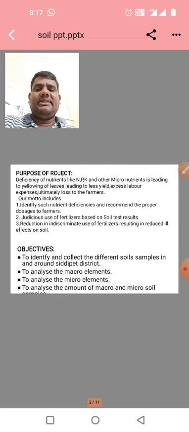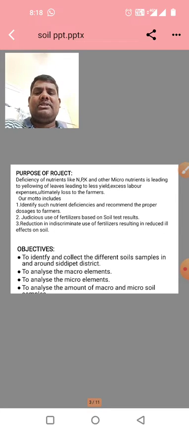Purpose of project: deficiency of nutrients like nitrogen, phosphorus, potassium, and other micronutrients is leading to yellowing of leaves, leading to less yield, excess labor, expense, and ultimately loss to the farmers. Our motto includes identifying such nutrient deficiencies and recommending the proper dosage to farmers.